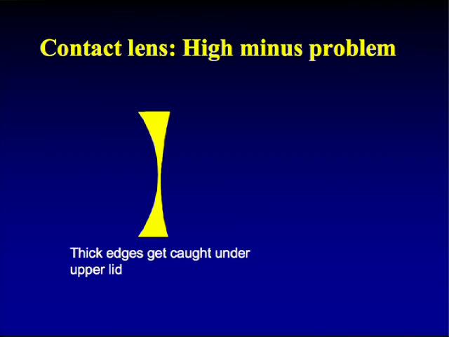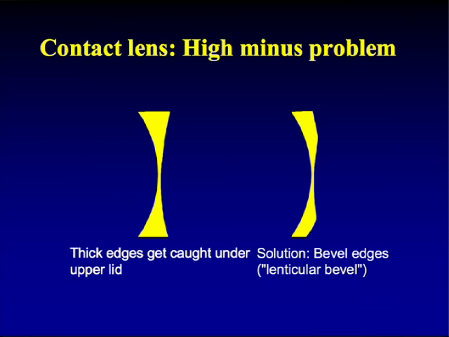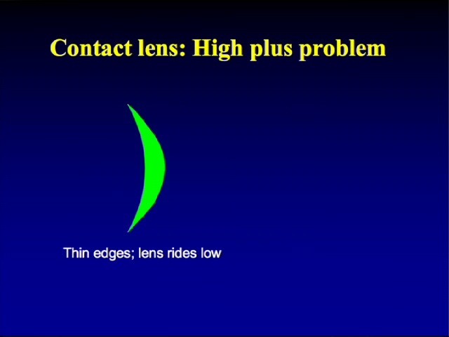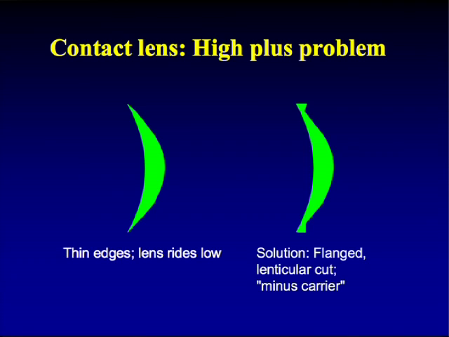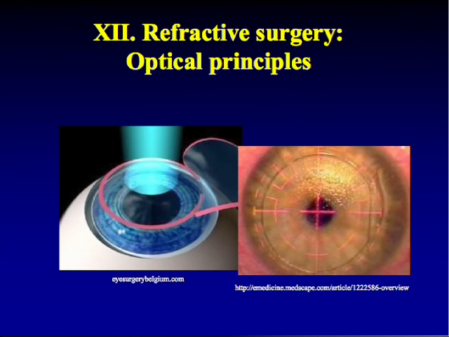If a hard contact lens is very high minus, then the edges can get caught under the upper lid, but they can be beveled down so they don't get stuck that way. And if lenses are very, very hyperopic, then the edges are too thin and they can drop too low, but you can have them give a little flange there that's called a minus carrier. That's kind of advanced stuff, but just mention it.